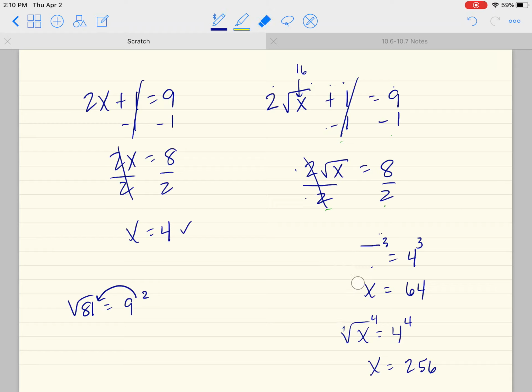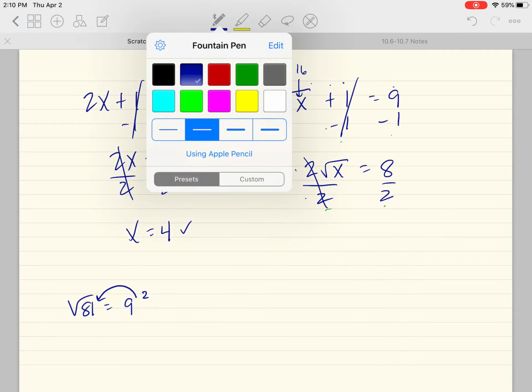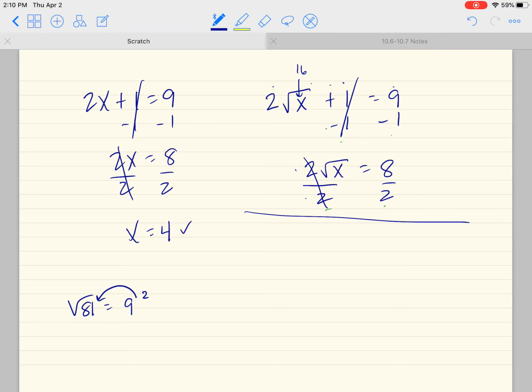So we're trying to get the radical by itself, and then we're trying to get rid of the radical by raising both sides to the power of the index. Now sometimes that is the last step, squaring or cubing or fourthing both sides, but sometimes there's a little more to it.